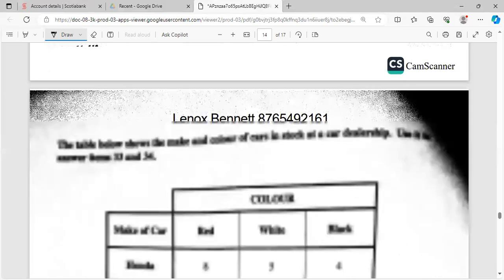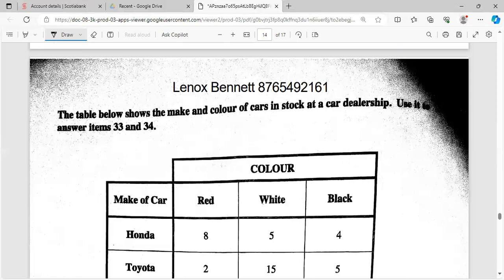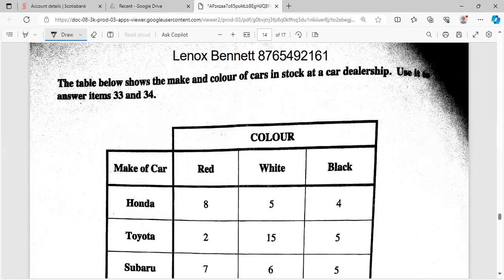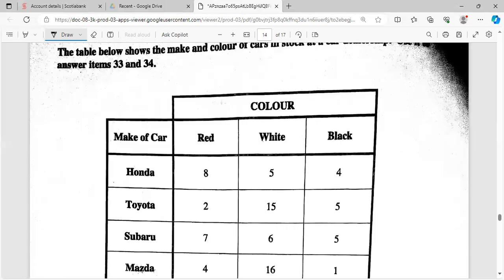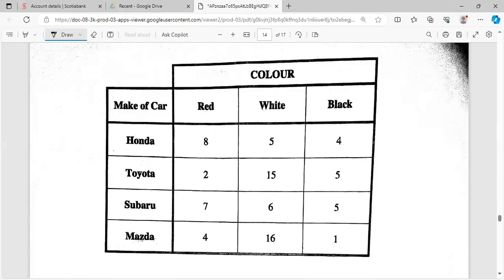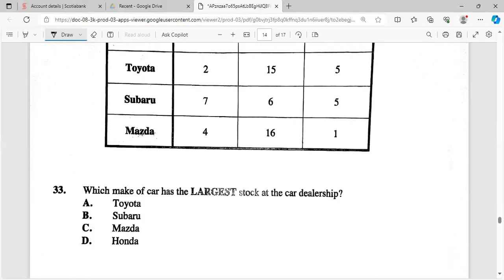Nice little question. Alright, the table below shows the make and color of cars in stock at a car dealership. Use this to answer 33 and 34. So here we have Honda, Toyota, Subaru, and Mazda, in red, white, black, etc. Let's see what the questions ask. So there are 2 questions that follow. Which make of car has the largest stock at the car dealership?